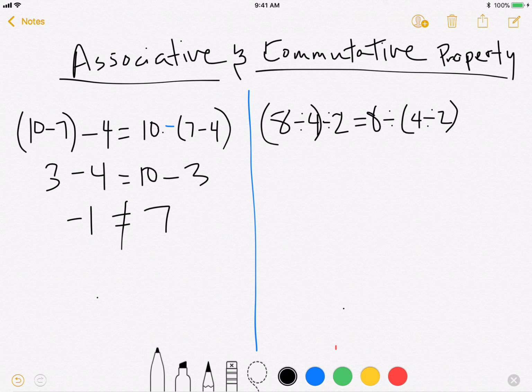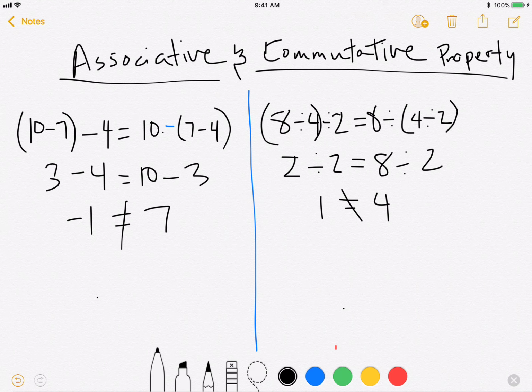All right, let's make a guess over here with division. 8 divided by 4 is 2 divided by 2. And then we're going to leave this 8 divided by and come over to what's in the parentheses, and that's going to be 2. So 2 divided by 2 is 1, and 8 divided by 2 is 4, and 1 does not equal 4. So the associative property does not work for division either.